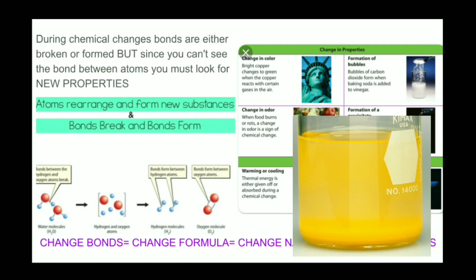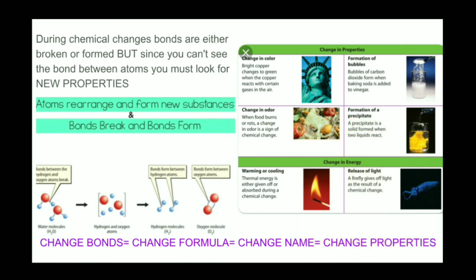The final indicator of a chemical change is the production of heat or light. When chemical reactions give off heat, they are said to be exothermic. And when they absorb heat, they are said to be endothermic. We'll learn more about this in unit number 2. Burning is an example of a chemical reaction that produces both heat and light.